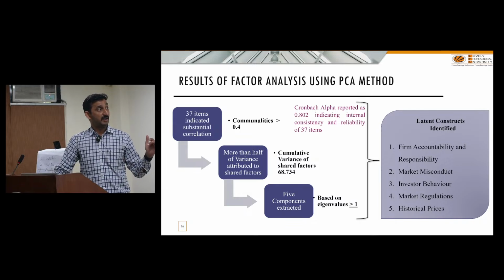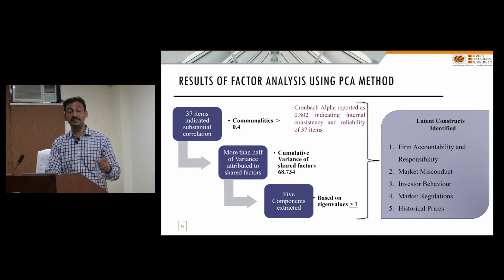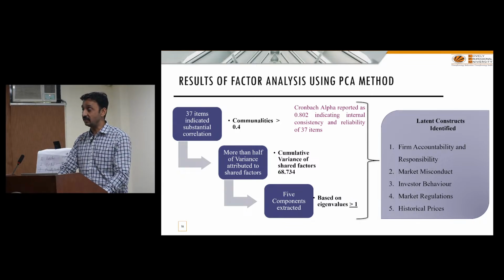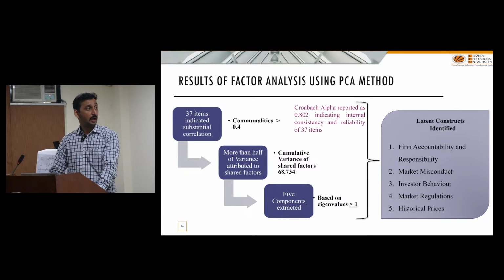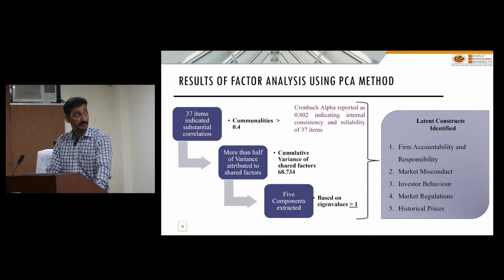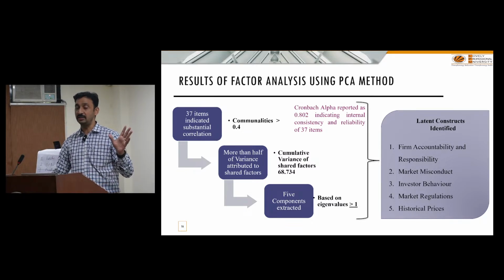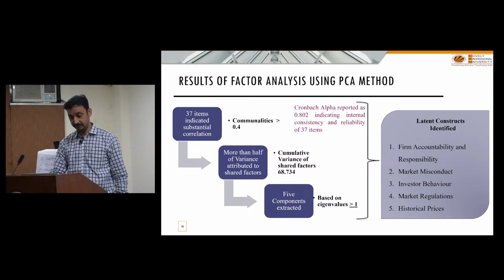Once we did that, we identified that more than half of the variance is attributed to the factors. The cumulative variance is 68.734, which I think is significantly good. Based on the eigenvalue, we identified 5 components that were extracted here. The 5 components are firm accountability and responsibility, market misconduct, investor behavior, market regulation, and historical price. These are the 5 factors that we identified based on our factor analysis.